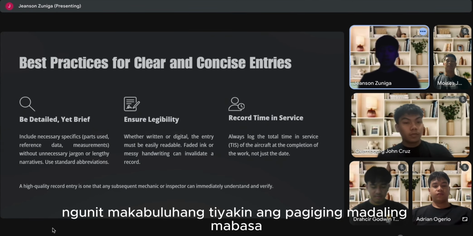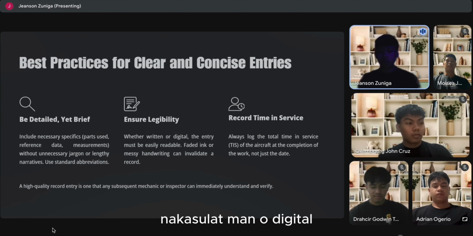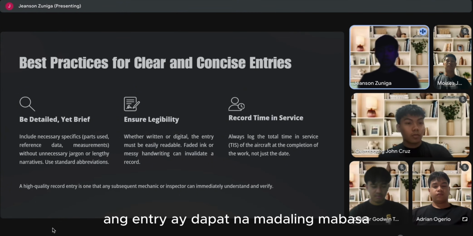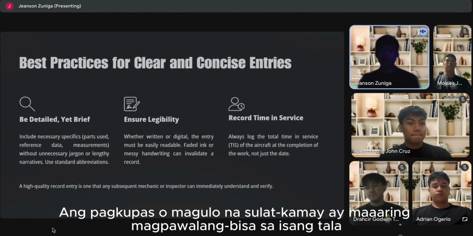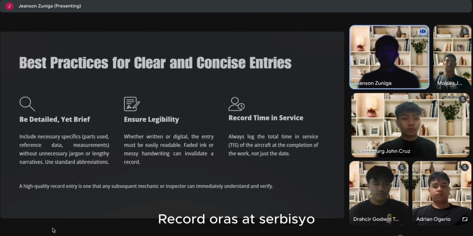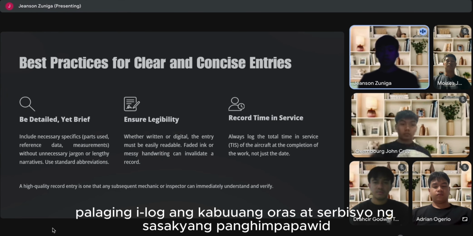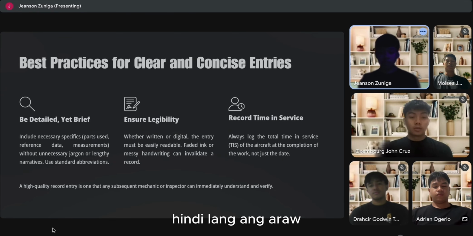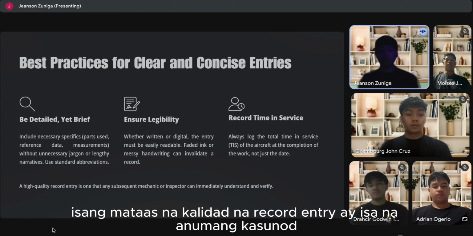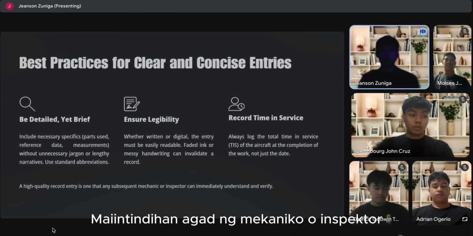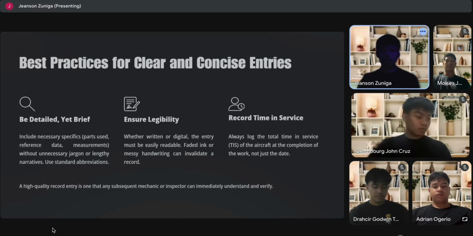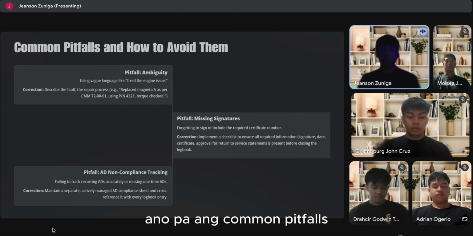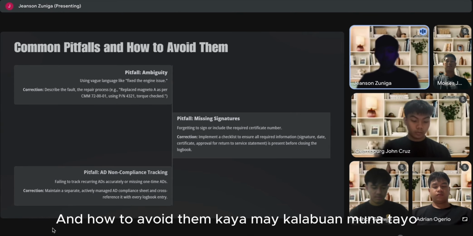Ensure legibility. Whether written or digital, the entry must be easily readable. Faded ink or messy handwriting can invalidate a record. Record time in service. Always log the total time in service of the aircraft at the completion of the work, not just the day. A high quality record entry is one that any subsequent mechanic or inspector can immediately understand and verify. So, what else are the common pitfalls and how to avoid them?